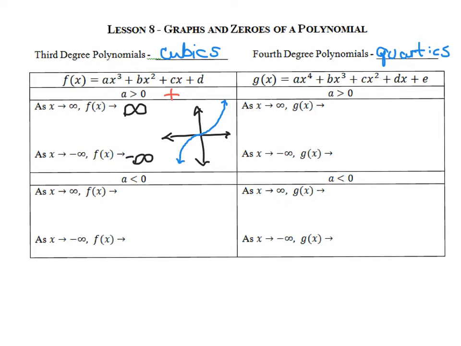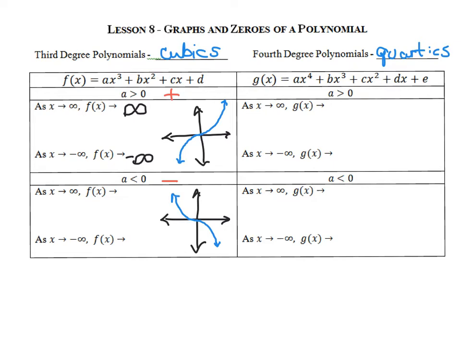Now in the second box, the one right below it, I see that now my leading coefficient a is less than 0. So that tells me that my leading coefficient is going to be negative. All that means is that the graph that I had above will be reflected over the x-axis. So if I reflect it over the x-axis, it's going to look something like this. And again, I'm just drawing a general form of a cubic whose leading coefficient is negative.